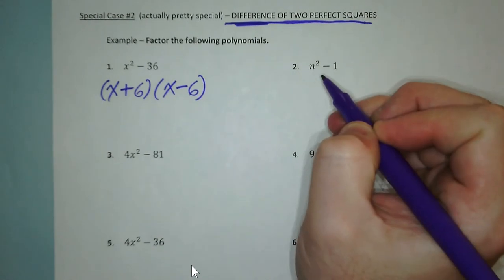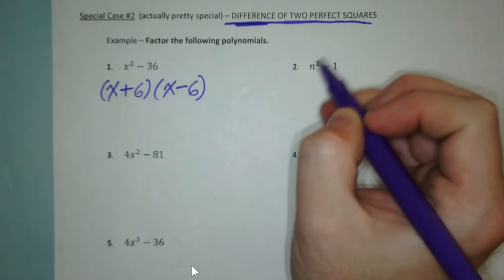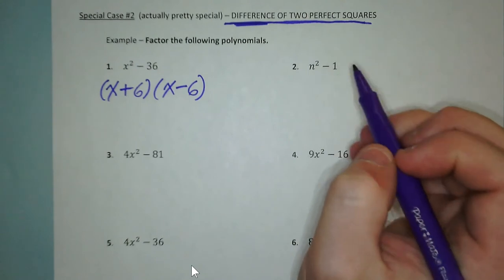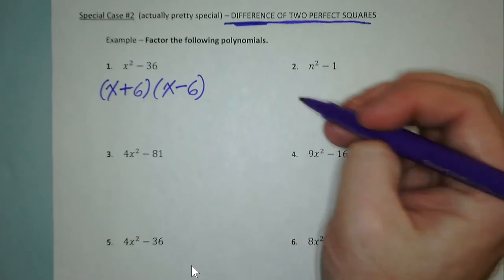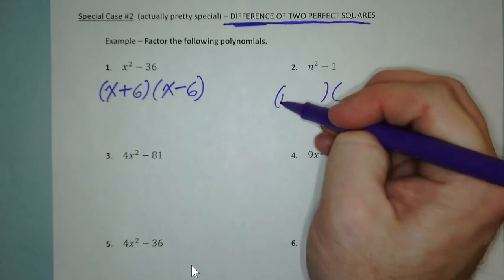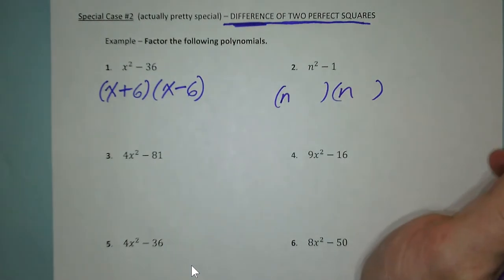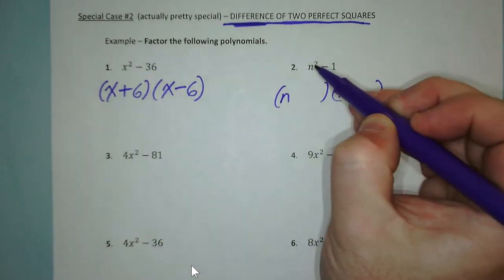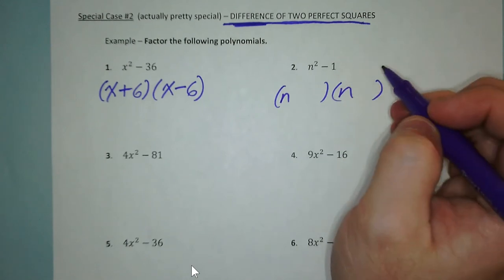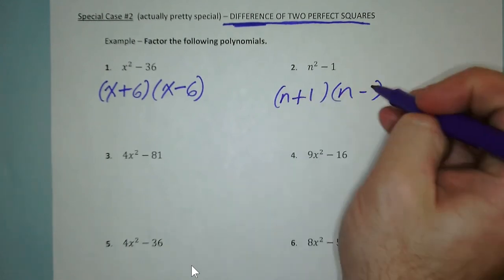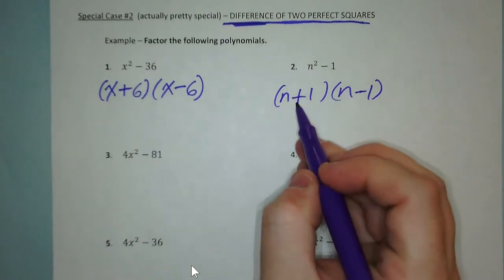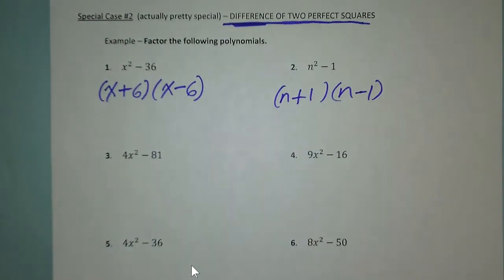N squared minus 1. There's no GCF, and you try to unfoil it, and the only way this unfoils is if it's the difference of two perfect squares, which it is. The square root of n squared is n, so that starts each bubble. The square root of 1 is just 1. So the bubbles are n plus 1, n minus 1. That's how this works. One bubble's plus, one bubble's minus.